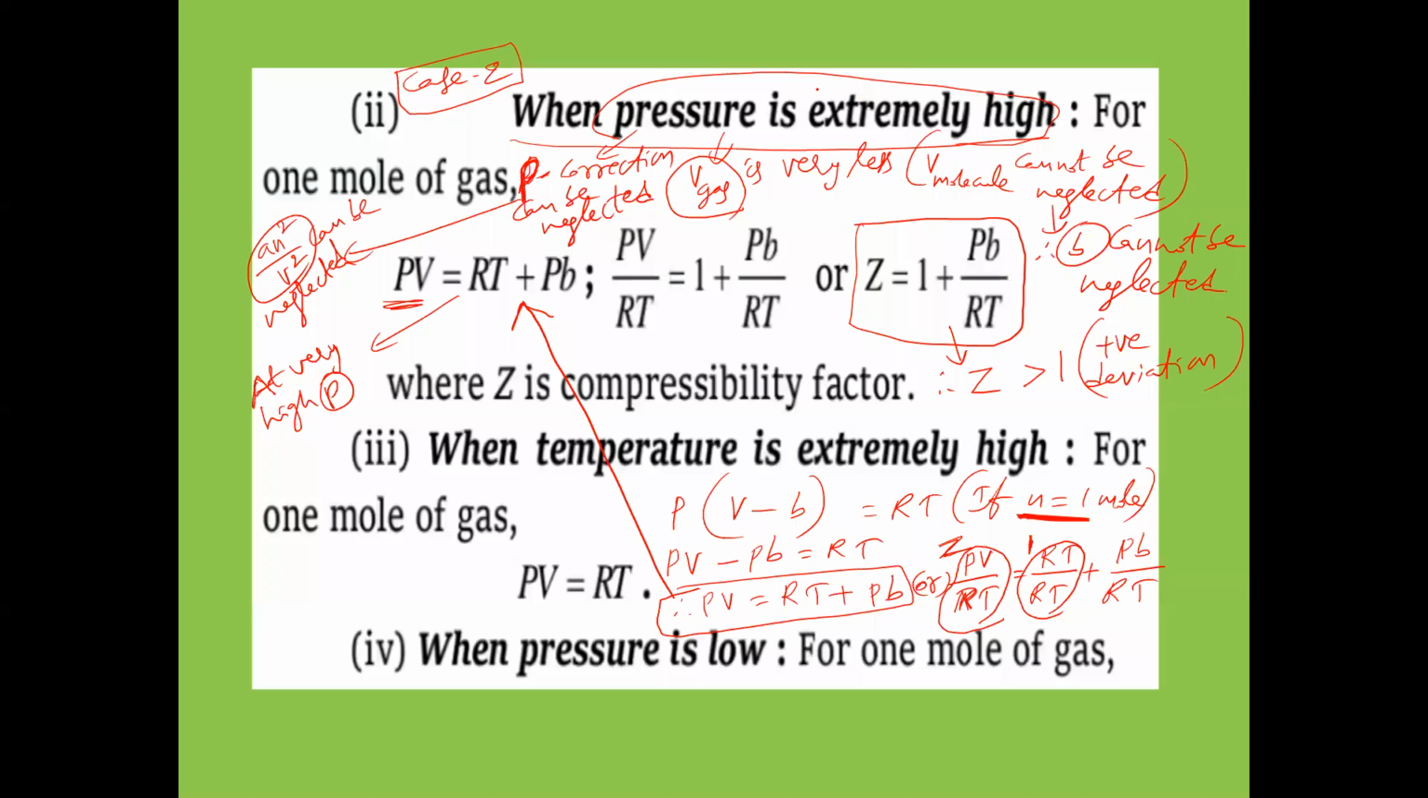That means at extremely high pressure, when pressure is very high, the gases exhibit which type of deviation from ideal behavior? Positive deviation, because the Z value we got is greater than 1. When Z value is greater than 1, what do we have to take? Positive deviation. Where Z is the compressibility factor. Compressibility factor means PV by RT for 1 mole.